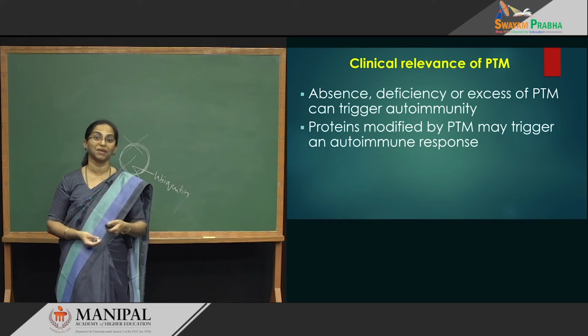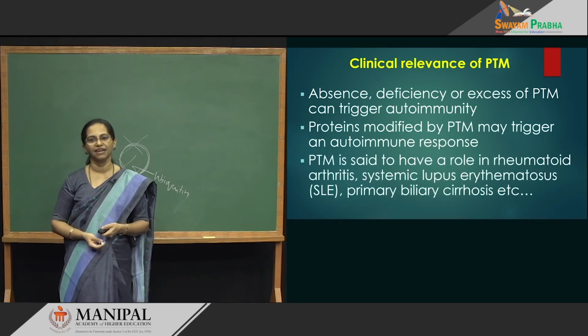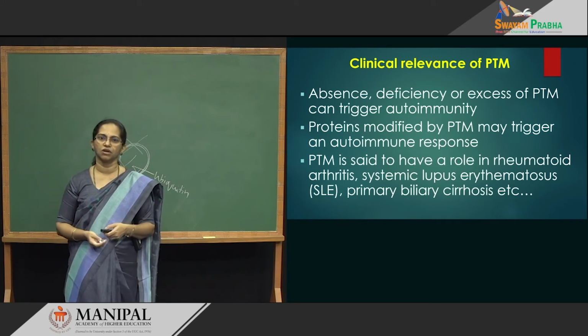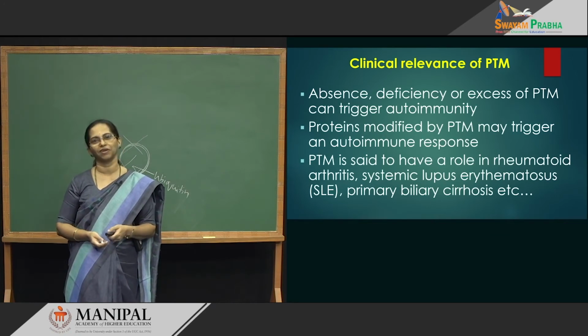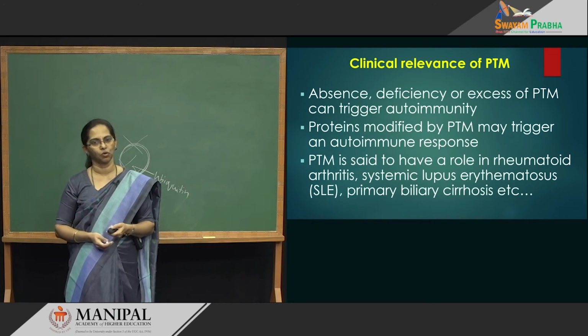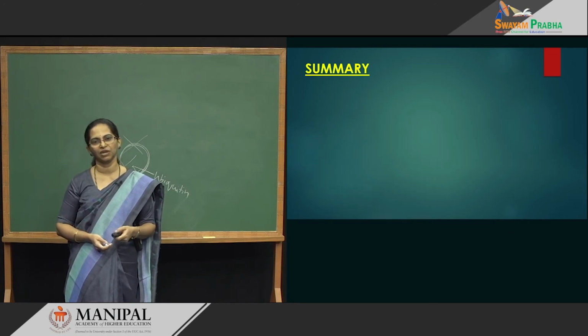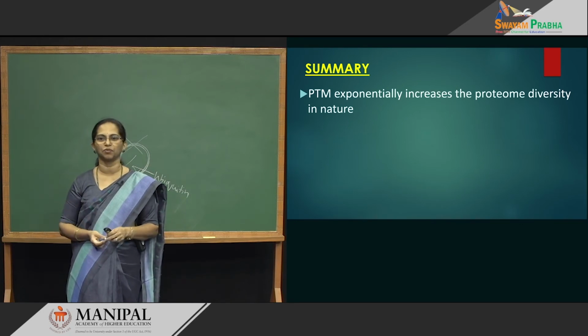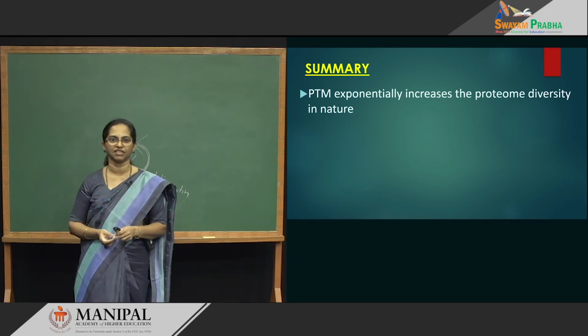So, it becomes the basis for disease, and we have seen it in a variety of diseases like rheumatoid arthritis, systemic lupus erythematosus, or primary biliary cirrhosis. These are all the conditions where PTM has a role. So, let us try to summarize what we have done. PTM exponentially increases the proteome diversity in nature.